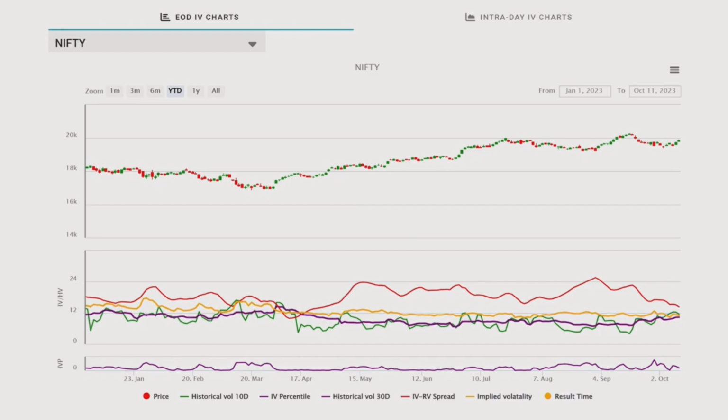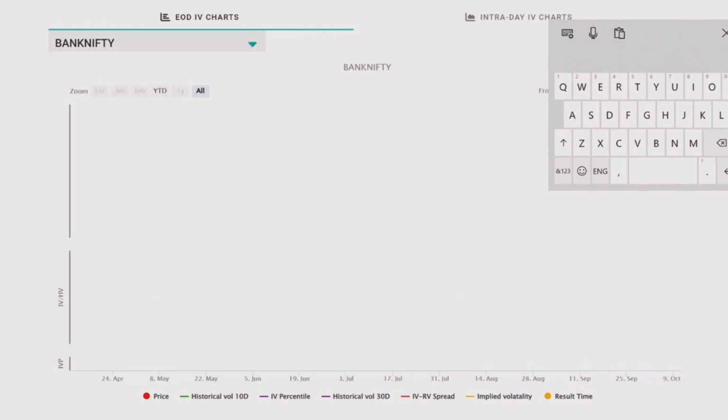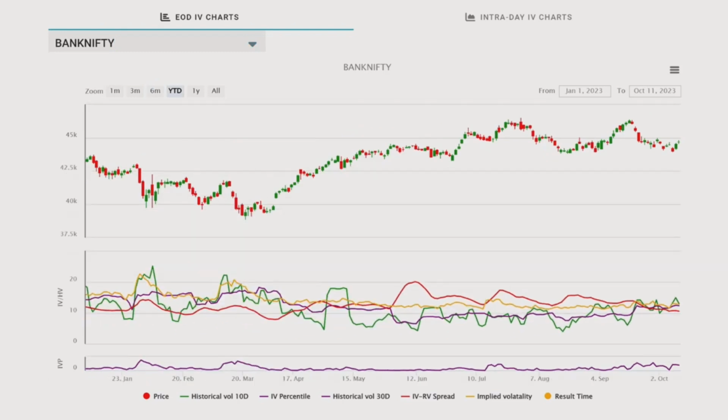There are times when it does cross over, like right over here, but then it does come down over here, implying that the market's anticipation or best guess as far as implied volatility is concerned is lower than what actually ends up happening, the historical volatility. And you'll see this not just in Nifty, but also in Bank Nifty, for example. The same thing happens.